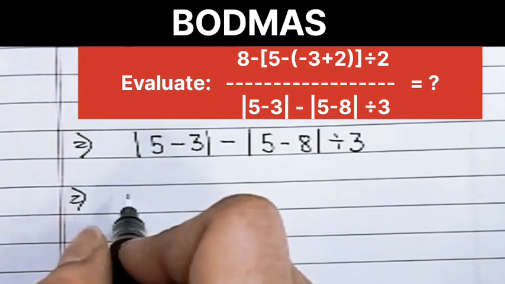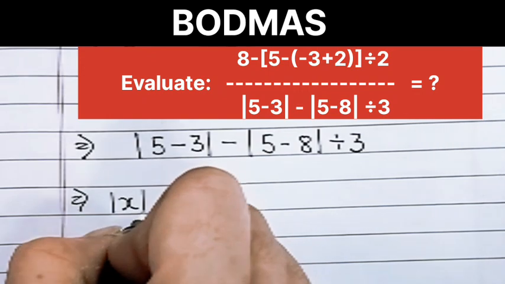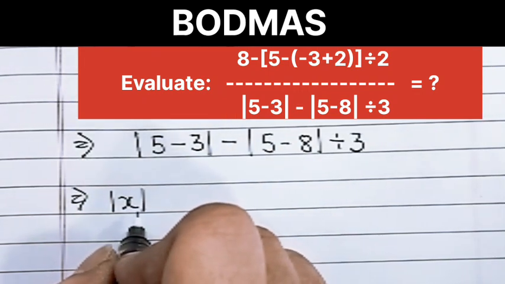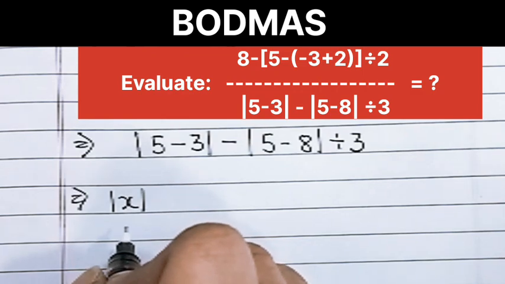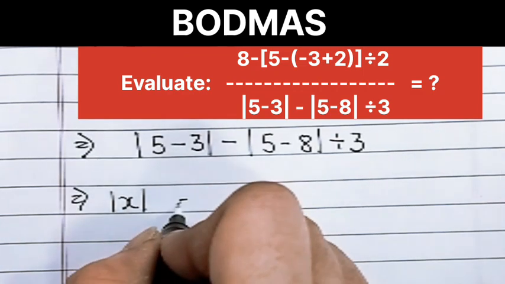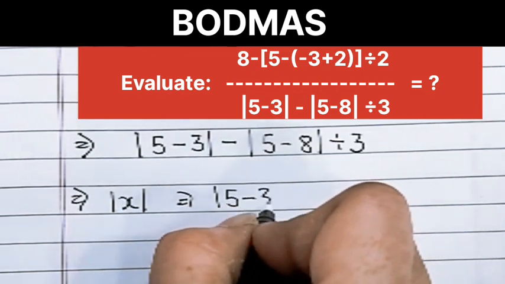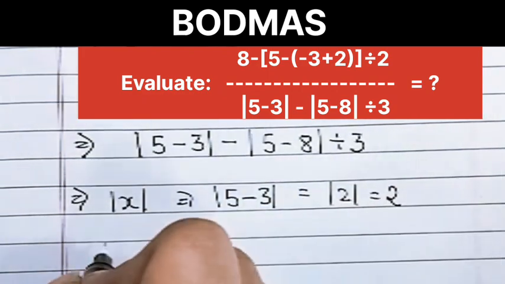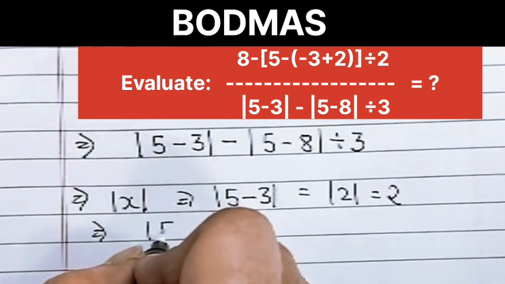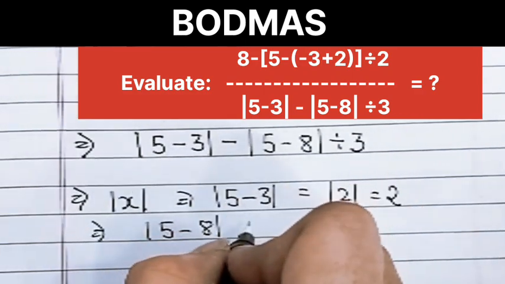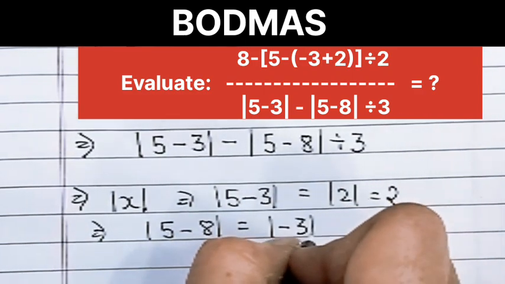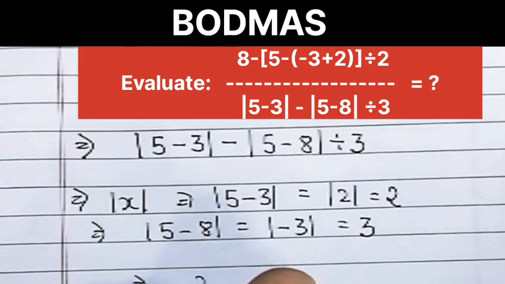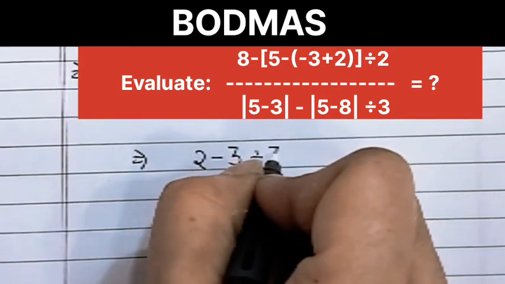Step 1, absolute value. You can see the absolute value like this. So treat this like brackets first. The property says absolute value always results in a non-negative number. So there is 5 minus 3, you will get simply 2, and the answer is 2. Now the second, 5 minus 8, and you will get minus 3. So the answer will be 3. Rewrite the expression: so 2 minus 3 divided by 3.